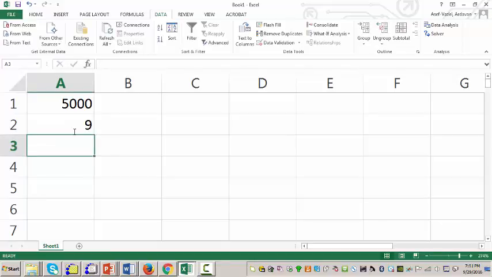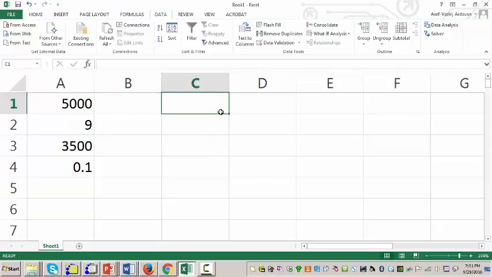So our problem was this. We put down $5,000. We collect $3,500 after 9 years. I hope this doesn't happen to any of us. It is a very unfair investment. So I want to use the internal rate of return function.